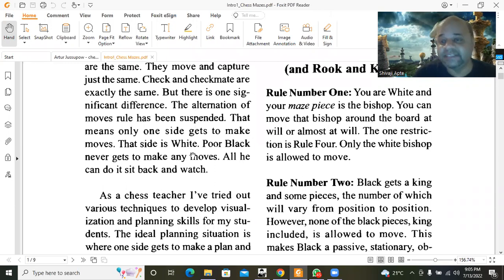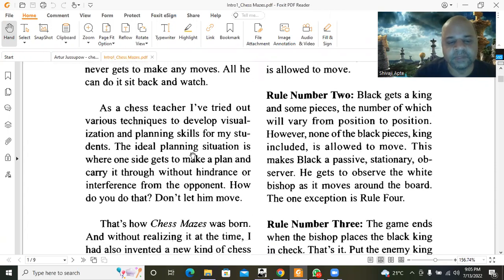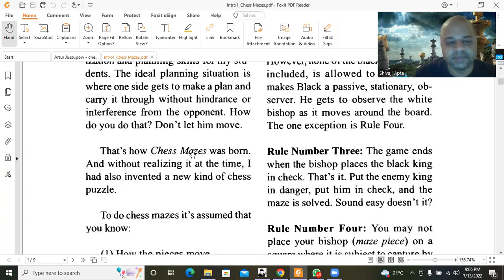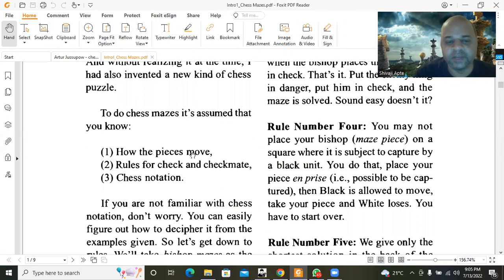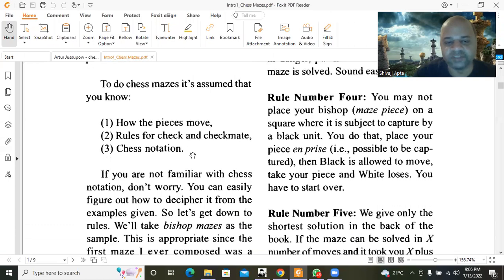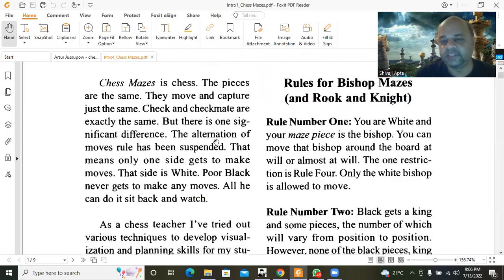The objective is different, and I will show examples so that you will understand it. Now, what are the things you already know? Chess pieces, how they move. The rule of check and checkmate. Chess notation also you know, right? So let us look at the rules of the chess maze.